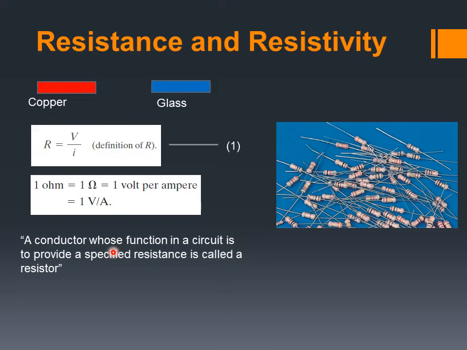A conductor whose function in a circuit is to provide a specific resistance is called a resistor. So this is the definition of a resistor. In a circuit, we represent the resistor by this symbol, which is shown here.